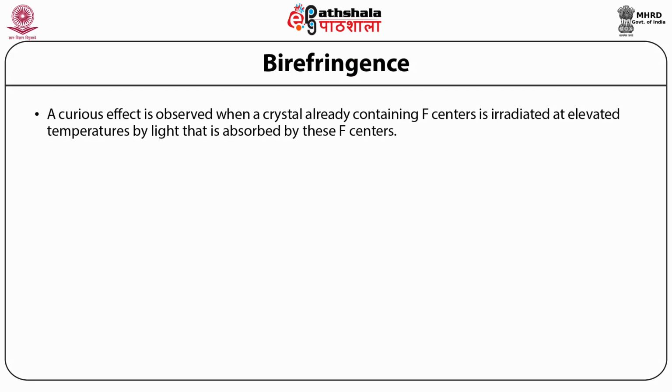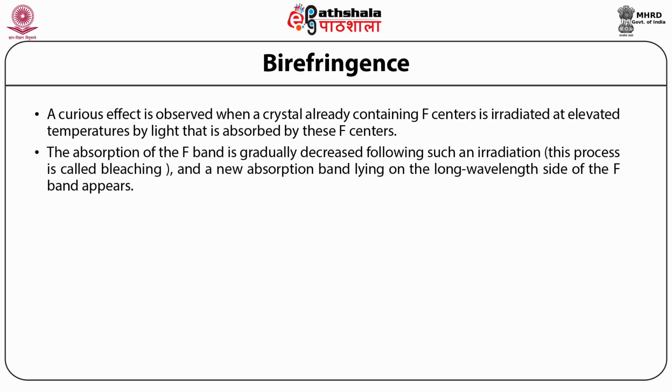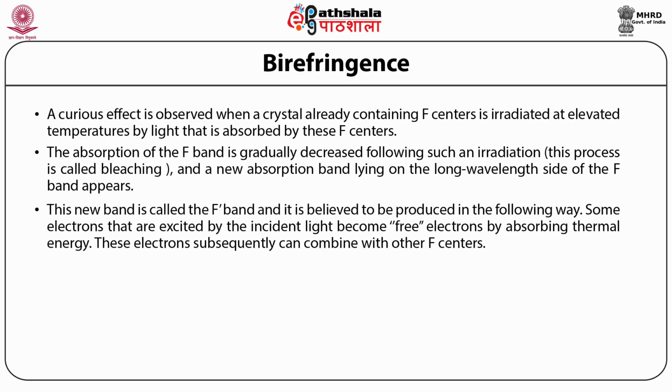A curious effect is observed when a crystal already containing F centers is irradiated at elevated temperatures by light that is absorbed by these F centers. The absorption of the F band is gradually decreased following such an irradiation. This process is called bleaching, and a new absorption band lying on the long wavelength side of the F band appears. This new band is called the F' band, and it is believed to be produced in the following way.